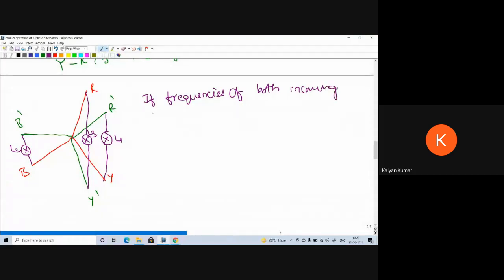If the frequencies of incoming alternator and bus bar are equal, then RYB star and R dash Y dash B dash star will run at the same speed.